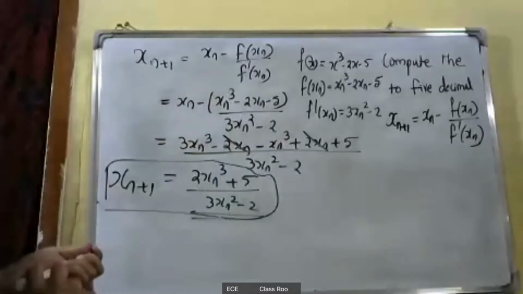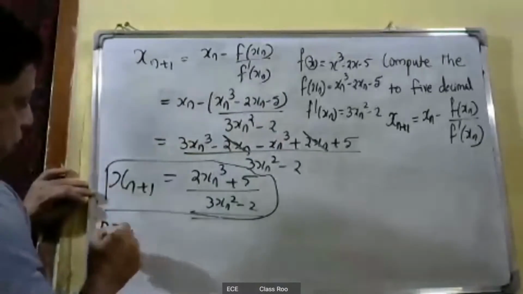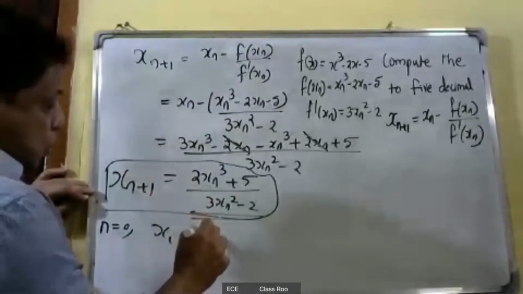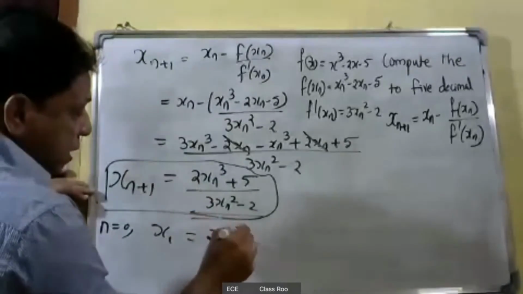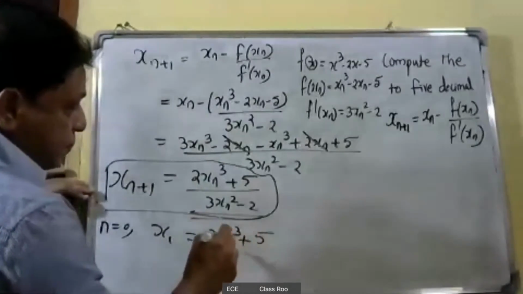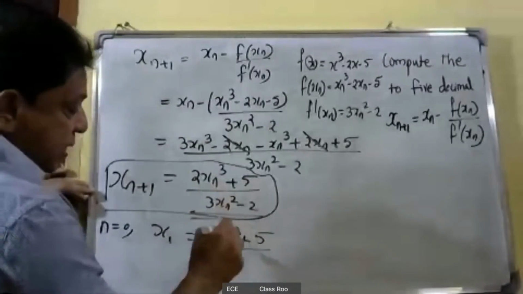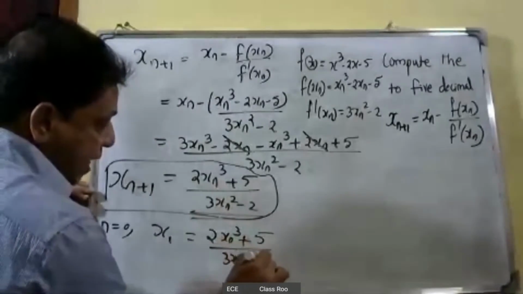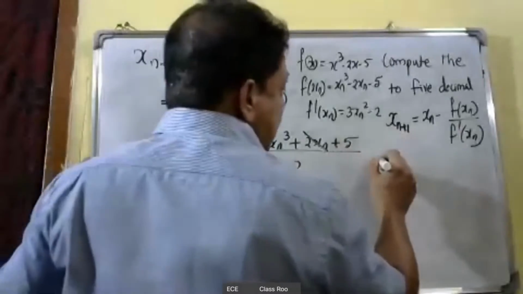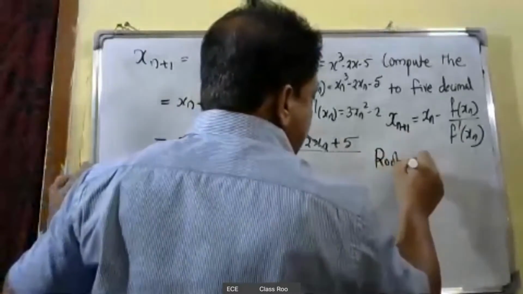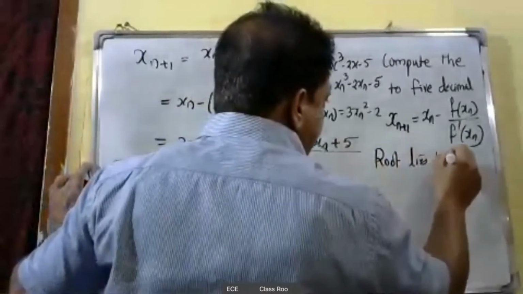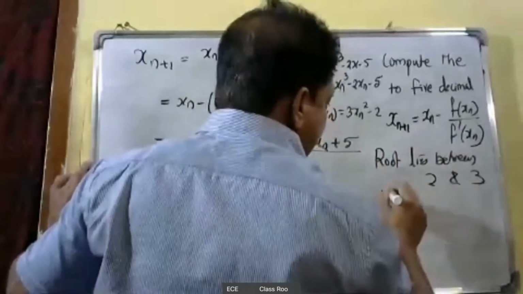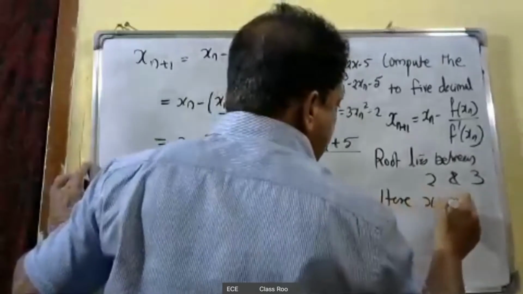First, we put n is equal to 0. When we put n is equal to 0, we get x1 is equal to 2x0 cube plus 5 divided by 3x0 square minus 2. We conclude that the root lies between 2 and 3. Here, x0 is equal to 2.